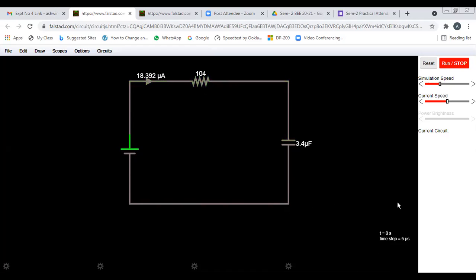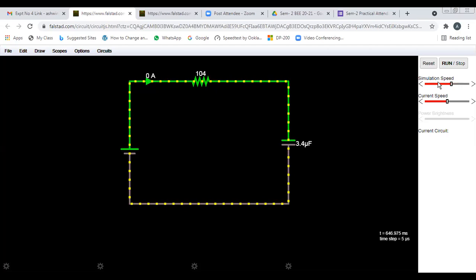I'm going to reset this, then I'm going to run this. Now I will increase the simulation speed. See, what is the current value now? The ammeter is showing the current value. The cursor is now on the ammeter. What value is it showing? Is it showing about 0 ampere? Because all of you know current becomes 0.